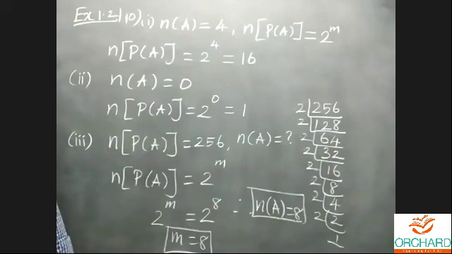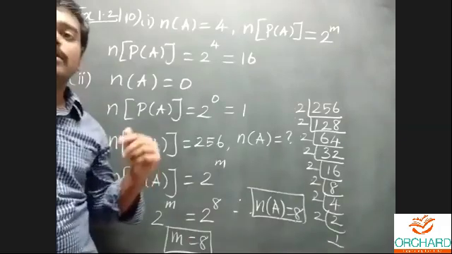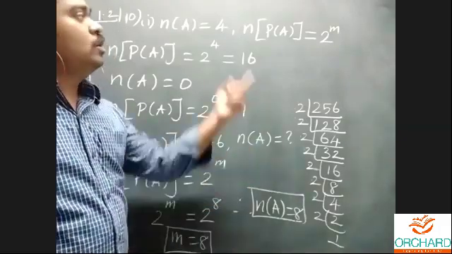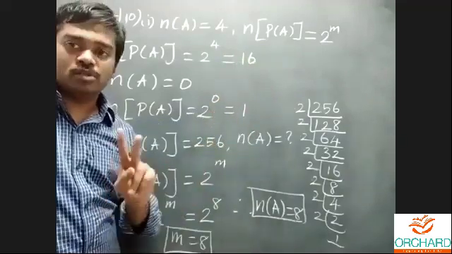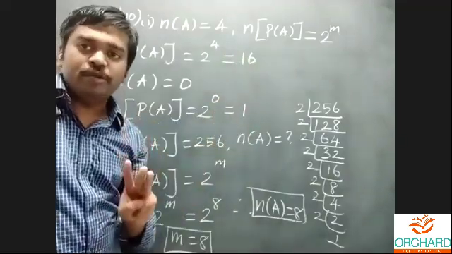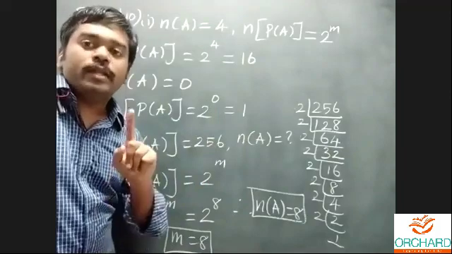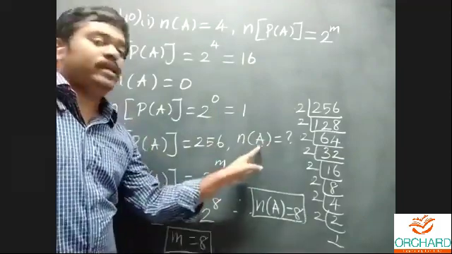Okay, this is the idea for the 10th one, third subdivision. For the first two subdivisions, directly substitute the value in the 2 power. 2 power 4 is 16, 2 power 0 equals 1. That is the idea for the first two subdivisions. For the third subdivision, you want to identify the number of elements in set A, n of A.